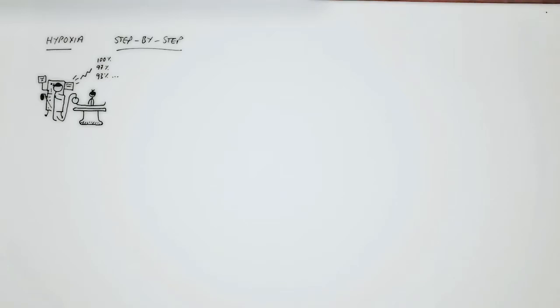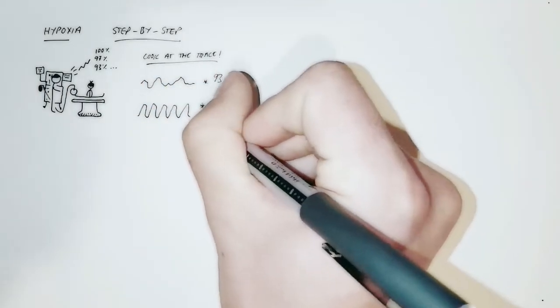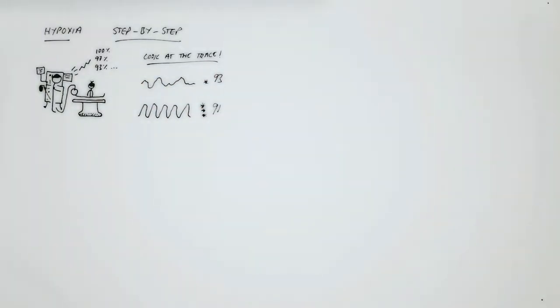Well, first thing I do is look at the trace on the monitor. If the trace looks like this, then the probe has either fallen off the finger because the surgeon's leaned on it, or it might be on the same side as the blood pressure cuff. However, if the trace still looks good, then it's more likely this is a genuine desaturation.